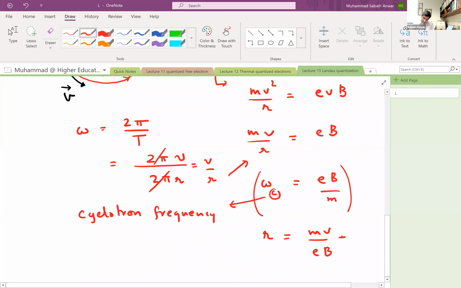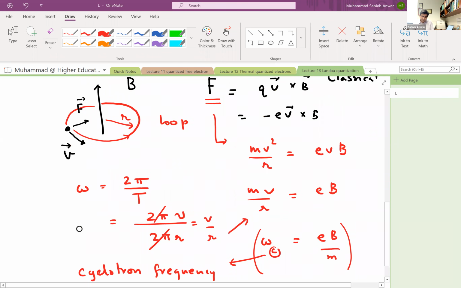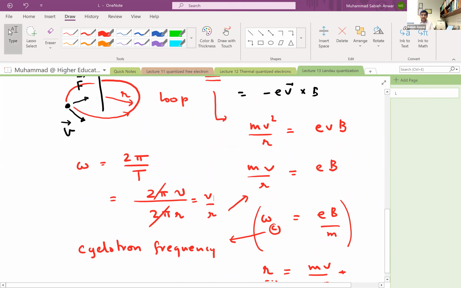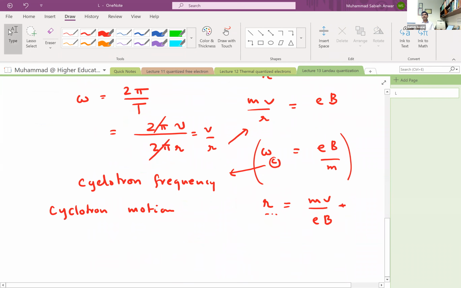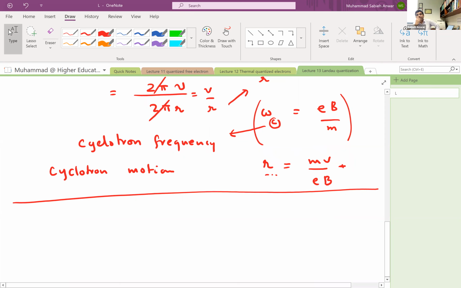From this, I can determine what r looks like. So whatever the case is, we have the cyclotron motion of the electrons. The higher the magnetic field, the smaller will be the loops. All right, so now what we would like to do is the following.